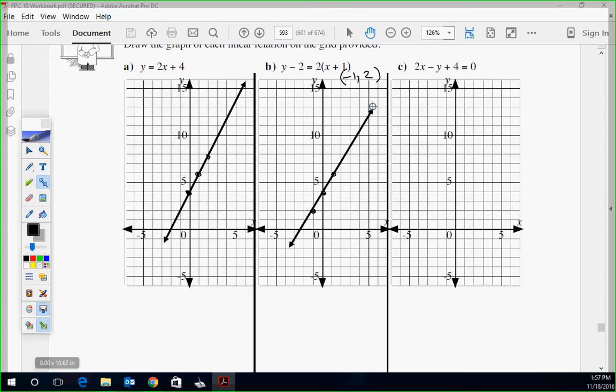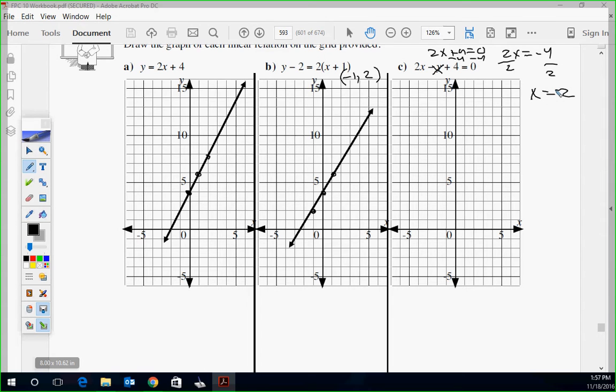Now, general form is the hardest to see graphically what's going on. So we have to do a little bit of work. We're going to use x and y intercepts. Let's find the x-intercept. What do you do? You make y 0, right? So 2x plus 4 equals 0, and you solve quickly. I'll stop there. I got x equals -2.